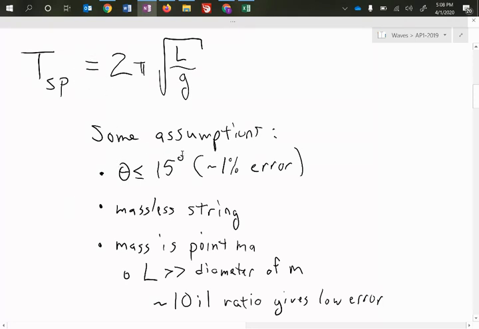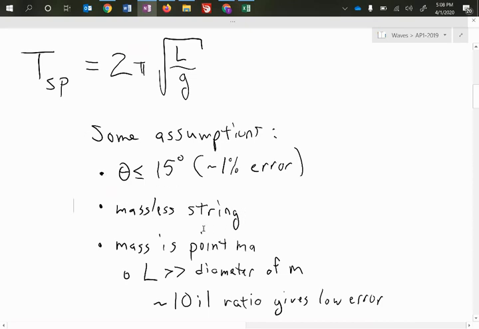And that is if we keep our angles less than 15 degrees, the real period and the period calculated by this equation will be roughly 1% error at 15 degrees. And as the angle gets smaller, it's less. We also, since it's called a simple pendulum, there's some idealization going on.